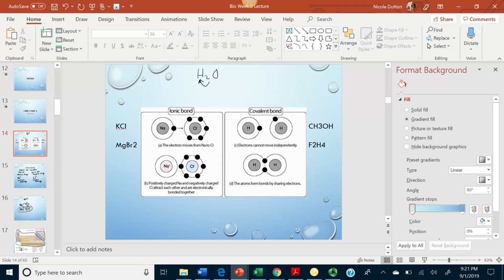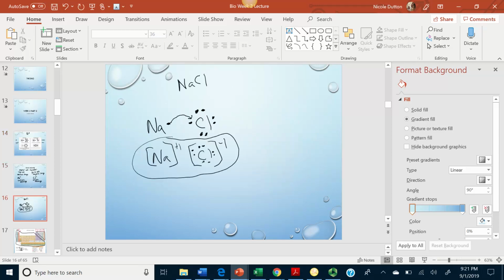We can draw out magnesium bromide as our second example here. Magnesium bromide is MgBr2. So we draw out magnesium once, and we have to draw bromine twice.